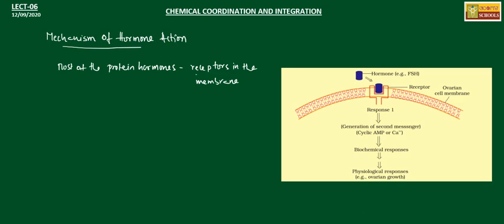Right, so here we'll take an example, the FSH. This is the ovarian cell membrane, and here a protein hormone, the FSH. We have already seen that the pituitary hormones are peptide hormones or protein hormones, right? This FSH is a gonadotropin released from the pituitary gland, and its receptor is present in the cell membrane.